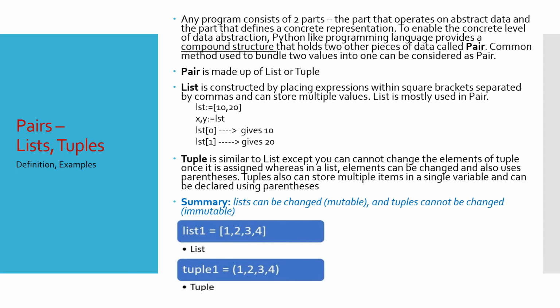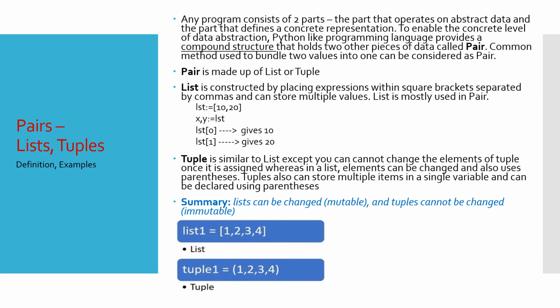You can see the brackets are different. We call them brackets, right? That's the main difference to distinguish both of them. And tuples can also store multiple values in a single variable and can be declared using parentheses too. So normally both are used in the programming world, but mostly list is used because it's quite common practice, but based on the need, tuple is used.